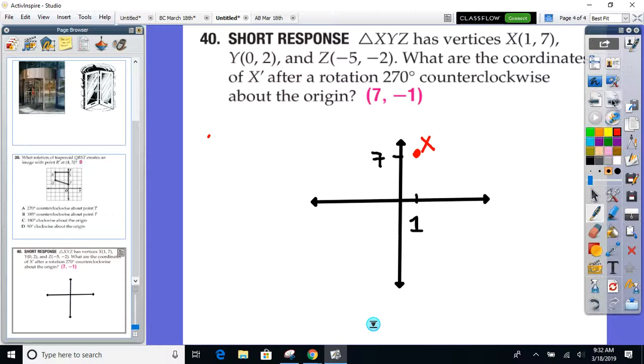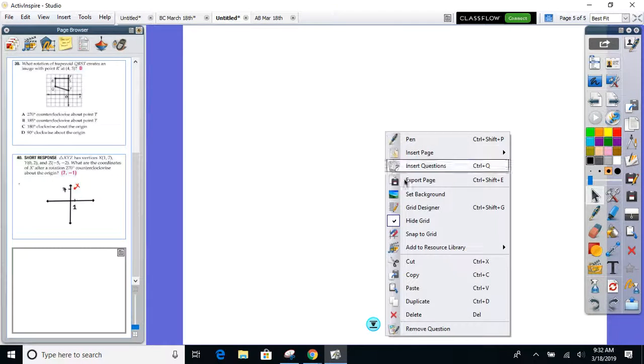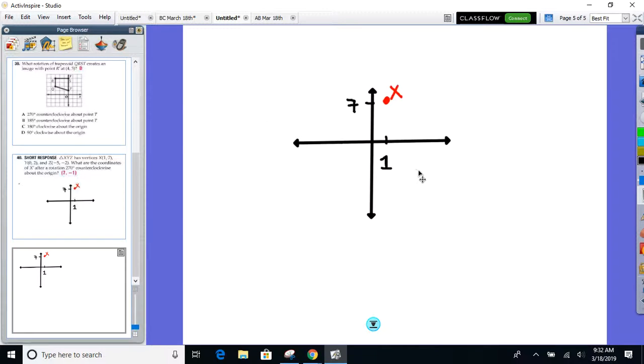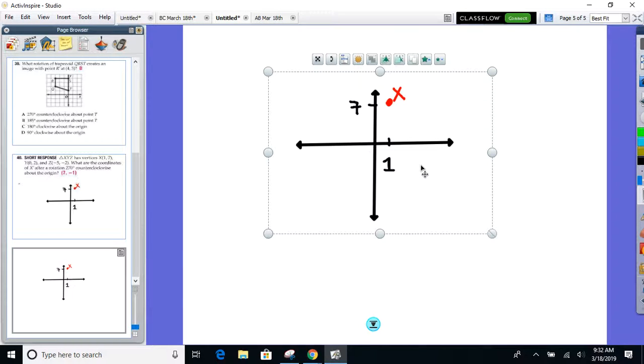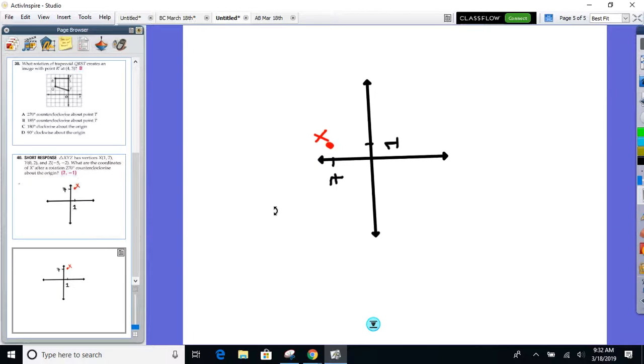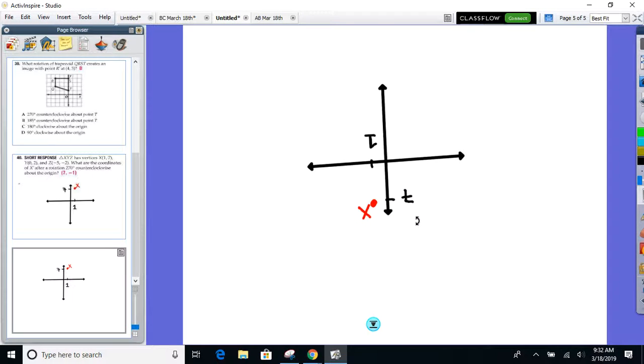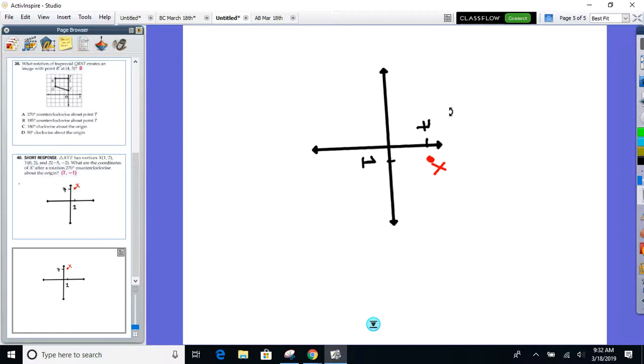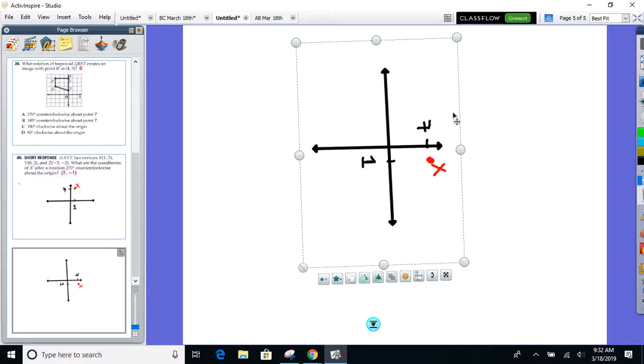And let's flip it. Ready? 270. Three-quarter turns to the left or 1 to the right, whatever you prefer. I'll go 3 to the left. Ready? 1. There's 180. There's 270. Where's that point now? Over 7, now down 1. So 7, -1. Good questions. Anything else?